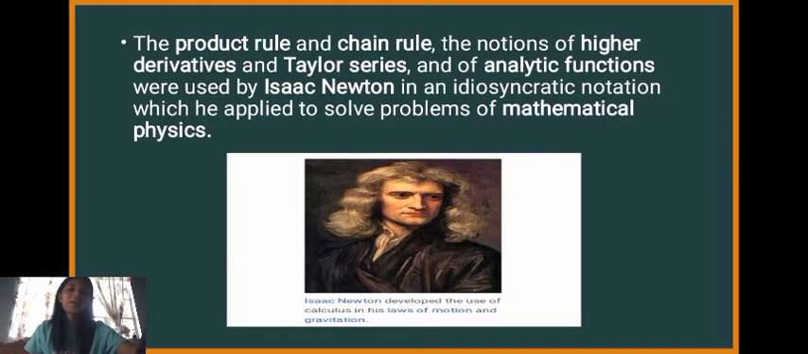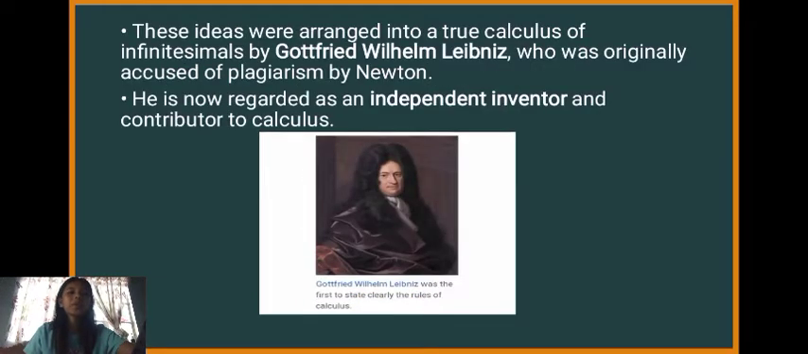The product rule and chain rule, the notions of higher derivatives and Taylor series, and of analytic functions were used by Isaac Newton in an idiosyncratic notation which he applied to solve problems of mathematical physics. These ideas were arranged into a true calculus of infinitesimals by Gottfried Wilhelm Leibniz, who was originally accused of plagiarism by Newton. He is now regarded as an independent inventor and contributor to calculus.